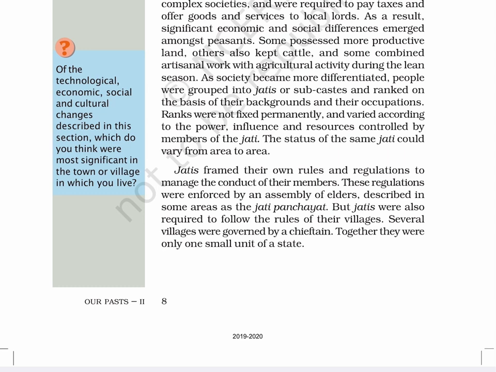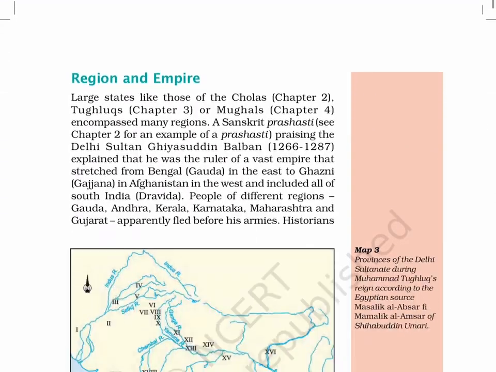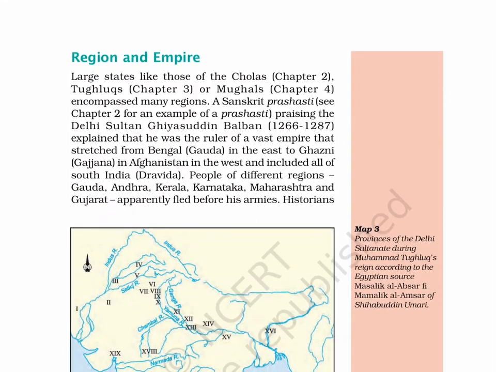Jatis framed their own rules and regulations to manage the conduct of their members. These regulations were enforced by an assembly of elders, described in some areas as the Jati Panchayat. But jatis were also required to follow the rules of their villages. Several villages were governed by a chieftain. Together, they were only one small unit of a state. Page 9. Region and Empire.